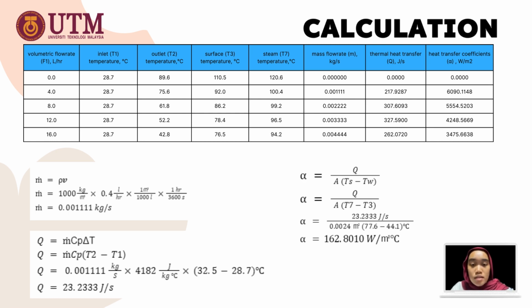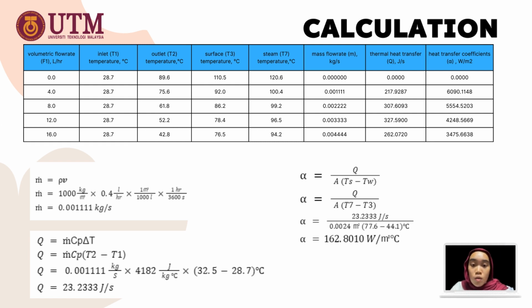For the thermal heat transfer part, which is Q, the formula is Q equals our mass flow rate times our Cp of water times our delta T. Our delta T obtained from this experiment is T2 minus T1. The value of T2 is 32.5, minus the value of T1 we obtained from the experiment, which is 28.7 degrees Celsius. So we just substitute in the equation. The answer for our thermal heat transfer, which is Q, is 23.333 joules per second.